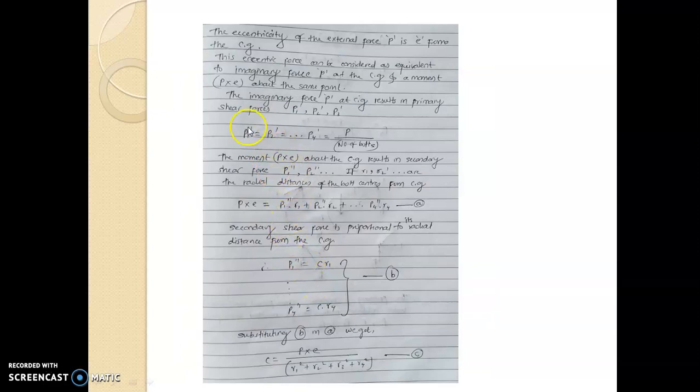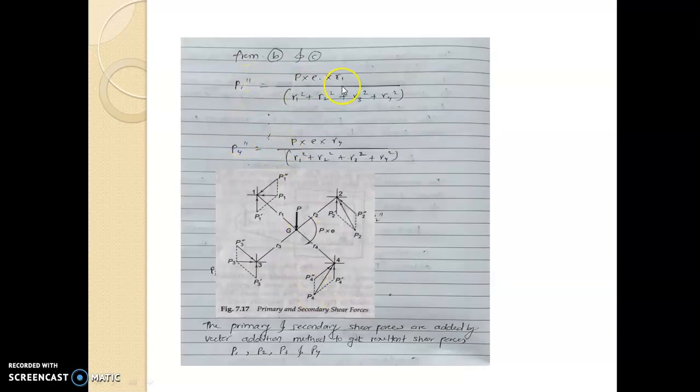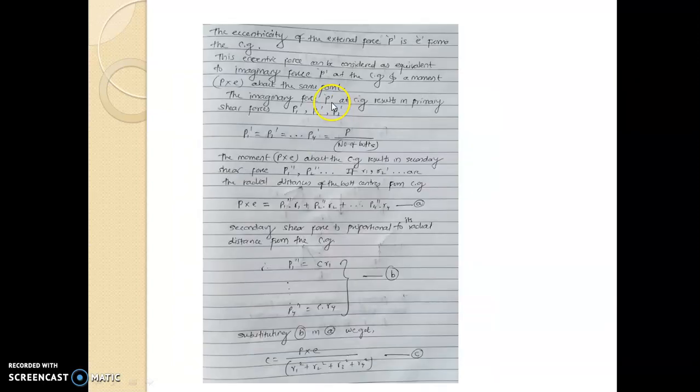We already know that P1 dash value here. Now we got P1 double dash value. So primary force and secondary shear force, the value is calculated from this analysis. Primary force is the primary force C. This eccentric force can be considered as equivalent to an imaginary force P at the CG. So imaginary force P at the CG is the primary force, and a moment P into E about the same point. The force corresponding to this moment is taken as secondary shear force.